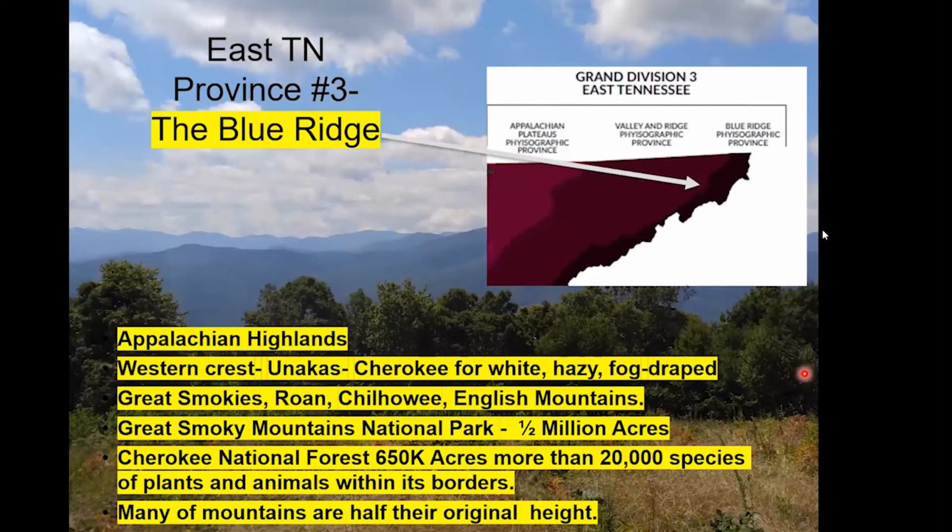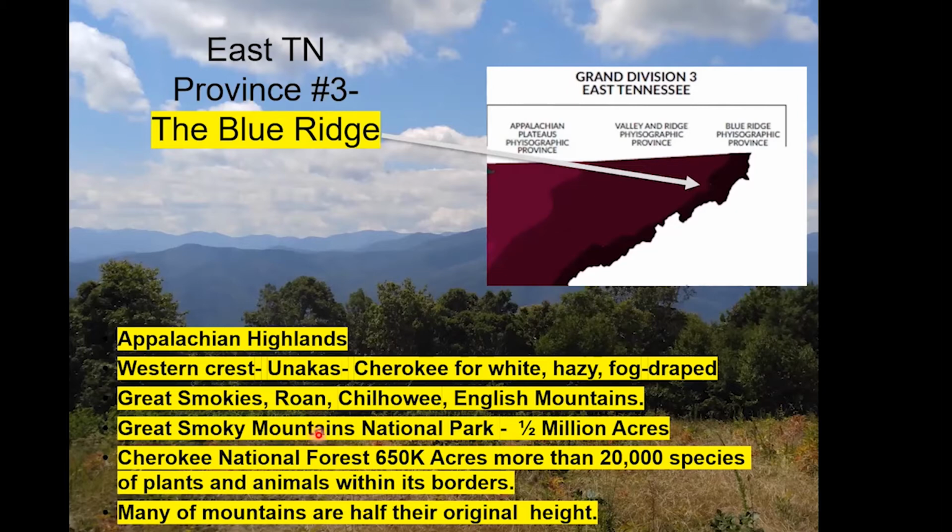And we get up into the mountains where there's a lot of historical lore with the Cherokee Indians. They named it, I guess that was the name for the Smoky Mountains, the Anakas. Great Smoky Mountains. There are different other mountain ranges, the Roan, Chilhowee, English Mountains. 500,000 acres in the Great Smoky Mountains National Park. I don't know if it's the biggest one, but it's the most well-attended national park during the spring and other times when the flowers are out and the trees are coming out.